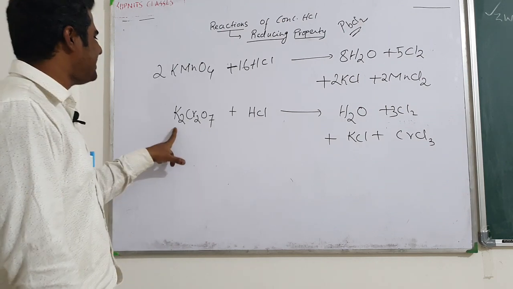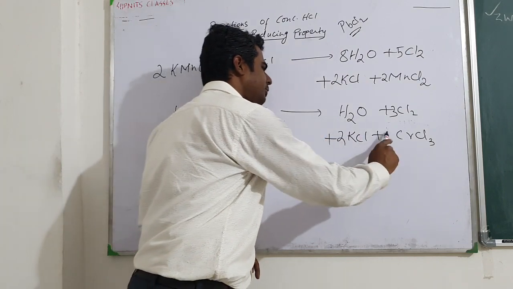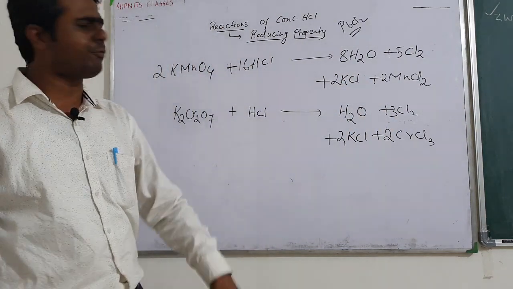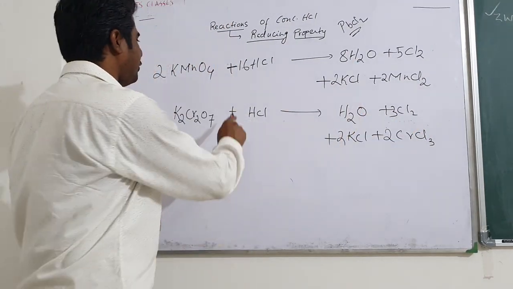Second step is balancing the metals as we have done over here. So here it will be 2KCl, 2CrCl3. Count the number of chlorines, 2 plus 6, it will be 8 plus 6, 14, and put 14 over here.